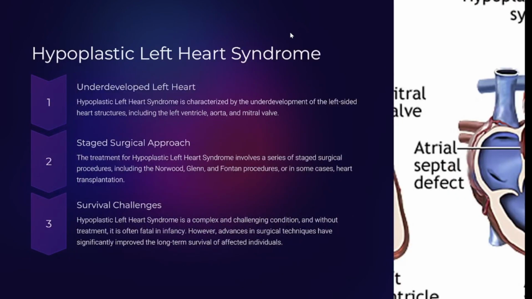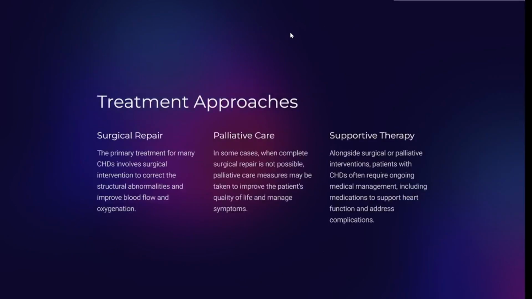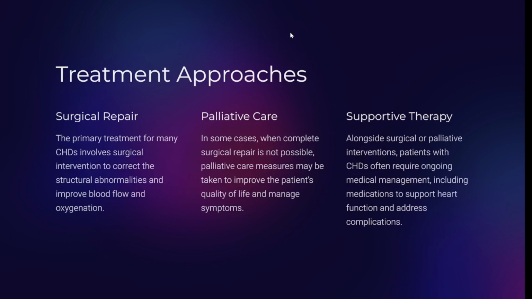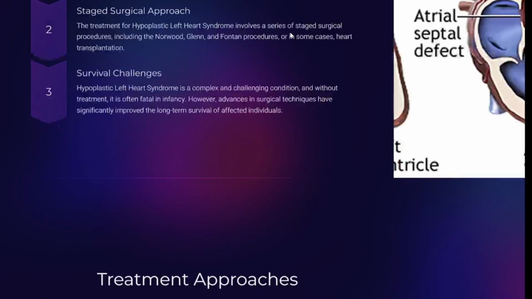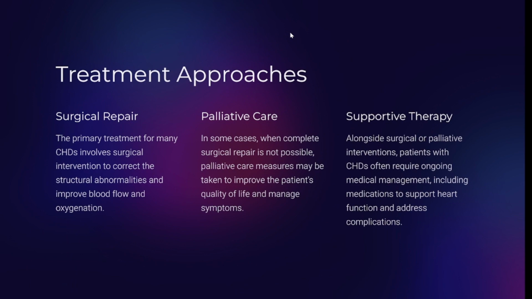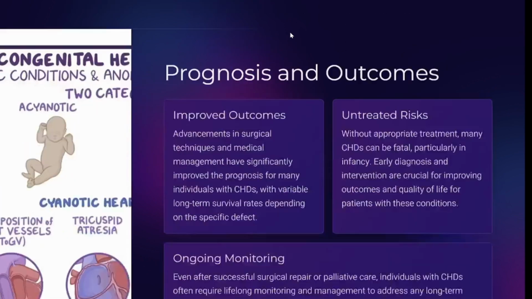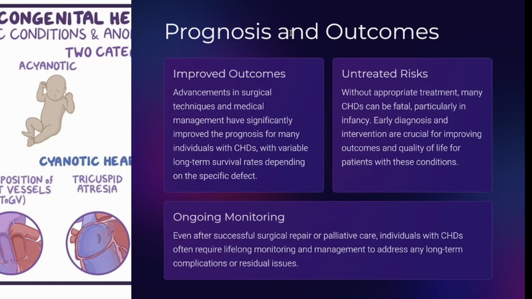Treatment. Treatment varies by defect, but generally involves surgical repair or palliation and supportive medical therapy for heart failure. Tetralogy of Fallot: surgical repair involves correcting VSD and relieving RV obstruction. TGA: arterial switch procedure is standard. HLHS requires staged surgeries, Norwood, Glenn, Fontan procedures, or heart transplantation. Prognosis. Prognosis varies. Untreated, many CHDs are fatal in infancy. Surgical interventions have improved outcomes significantly, with variable long-term survival rates.